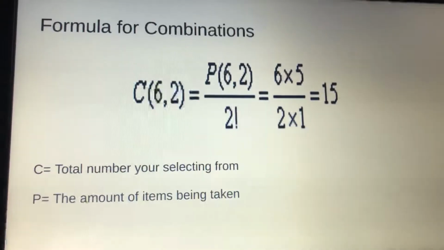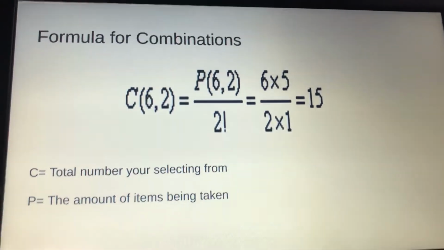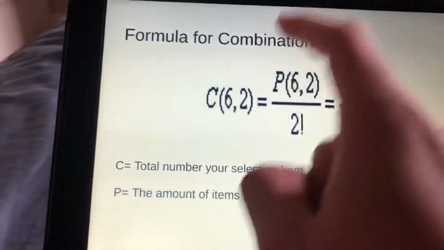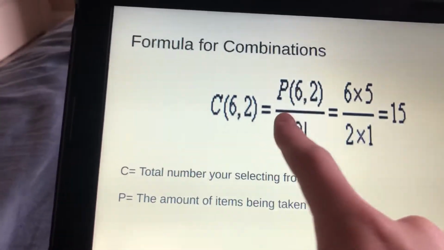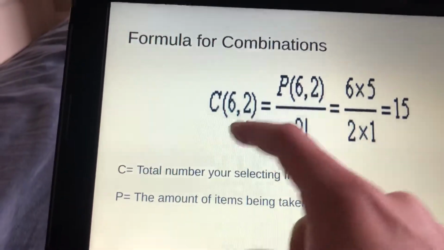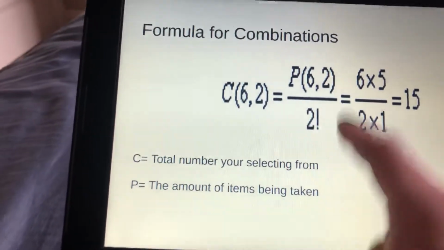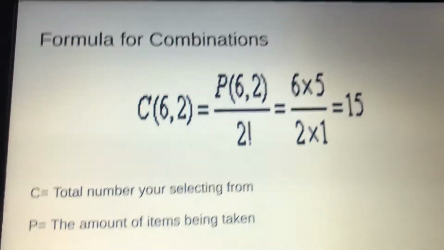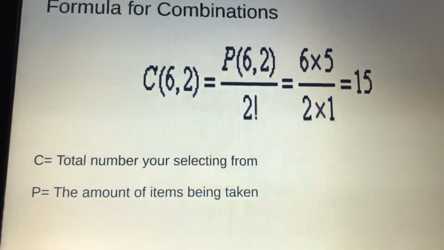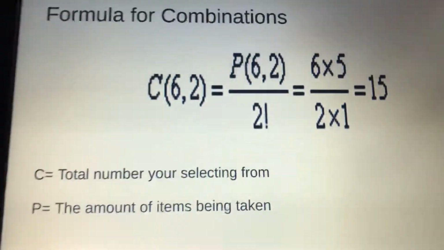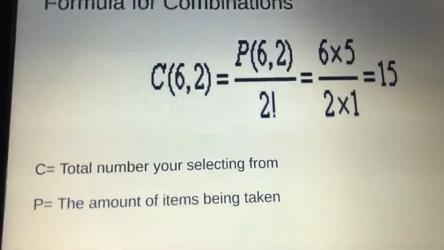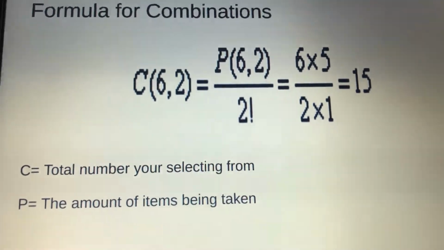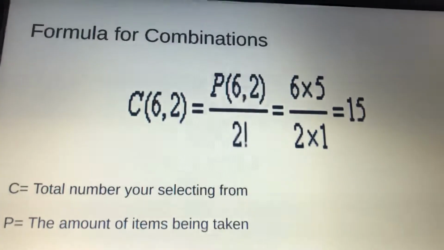Let's go to the next one. Formula for combinations. C(6,2) is P(6,2), same thing right there, divided by 2 factorial, which is equal to 6 times 5 divided by 2 times 1, which sums up to 15. The C stands for the total number you're selecting from, and P is the amount of items being taken.